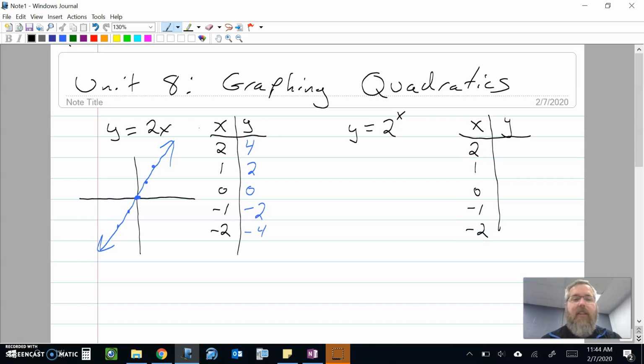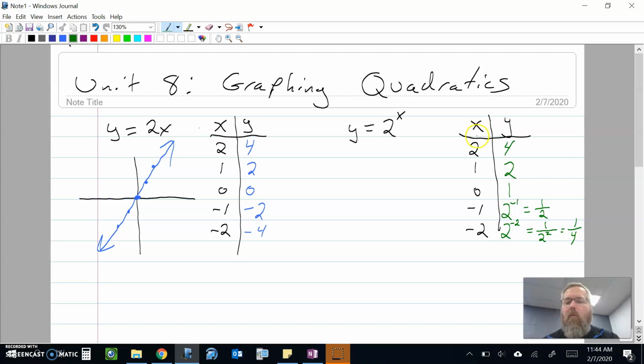If we were to plug these values in for x, 2 to the power of 2 is 4. 2 to the power of 1 is 2. 2 to the power of 0. What is anything to the 0 power? It is 1. What about 2 to the -1? Hopefully you remember negative exponents: we flip it, right? So it would be 1/2. What about 2 to the -2? That would be 1 over 2 squared, which is 1/4.